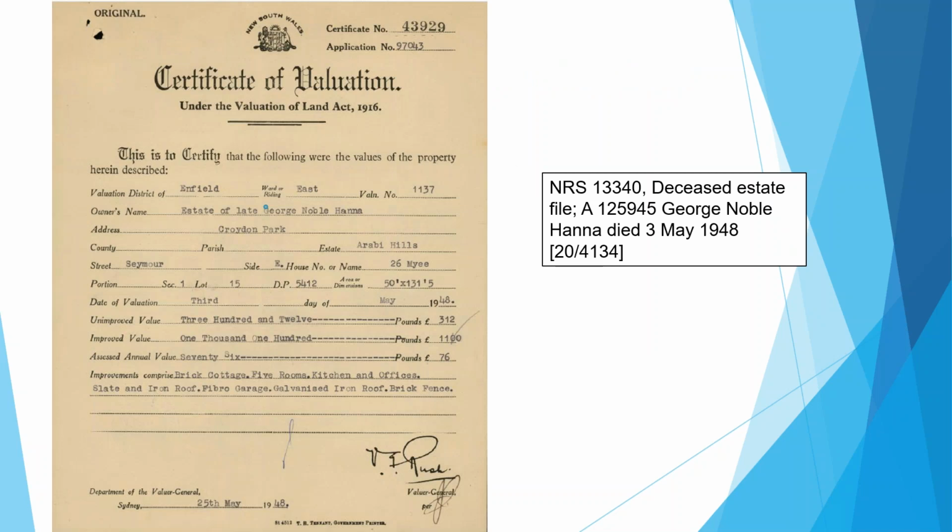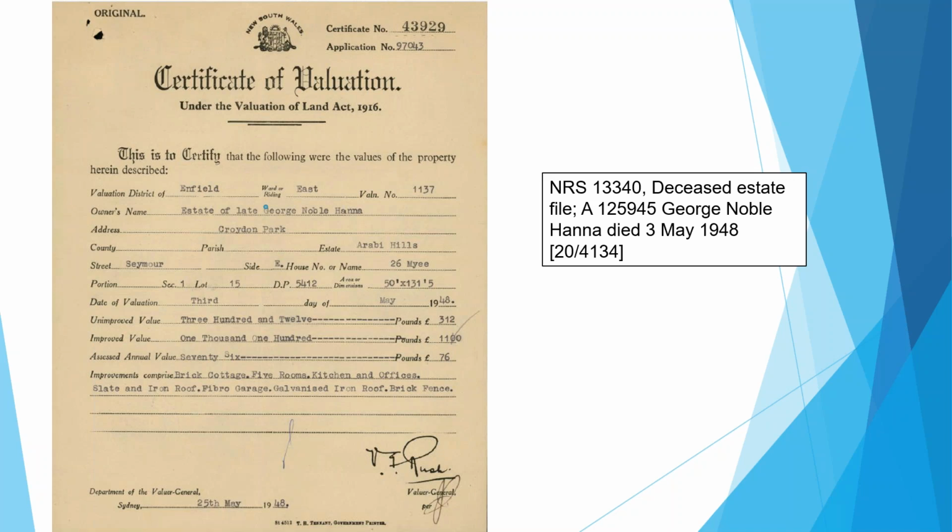So I can't show you the entire file, unfortunately, but I can show you some examples of some of the most useful documents in a deceased estate file. So this first document we're looking at today is a certificate of valuation. And this is for our George Noble Hannah. This is the same person we looked at in the electoral rolls in the Sands directory. So this is a bit later. This is 1948 when he had passed away.